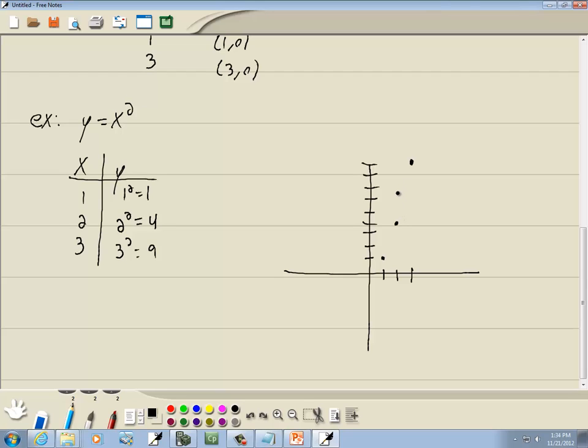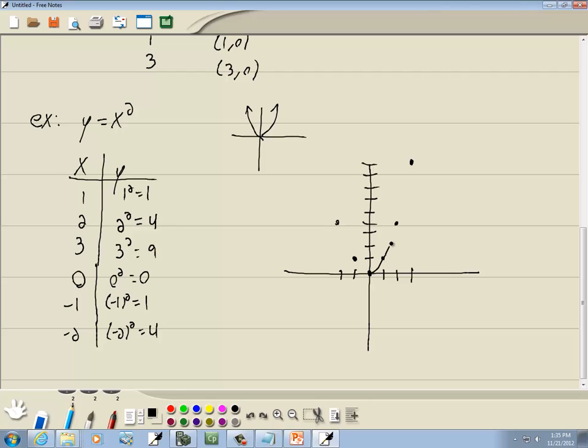Or would it? Remember what y equals x squared looked like? It looked like this, didn't it? I just didn't plot enough points. So let's put 0 in, negative 1, negative 2. So 0 squared is 0. Negative 1 squared is positive 1. Negative 2 squared is equal to 4. Plotting 1, 2, 3, 4, like that, here and there, and now that would be our graph.